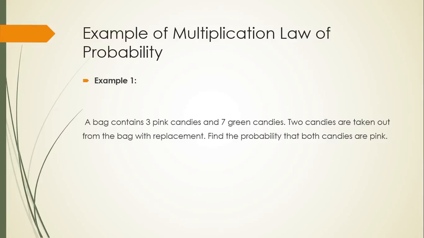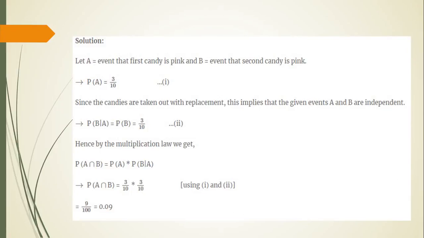The first example: a bag contains 3 pink candies and 7 green candies. 2 candies are taken out from the bag with replacement. Find the probability that both candies are pink. So there are 3 pink candies and 7 green candies. Let's see how the solution goes. Let A be the event that the first candy is pink and B be the event that the second candy is pink. The probability of occurrence of A is 3 out of 10. 3 is the total number of pink candies present, and the total number of candies is 10. So 3 divided by 10 is the probability of A.